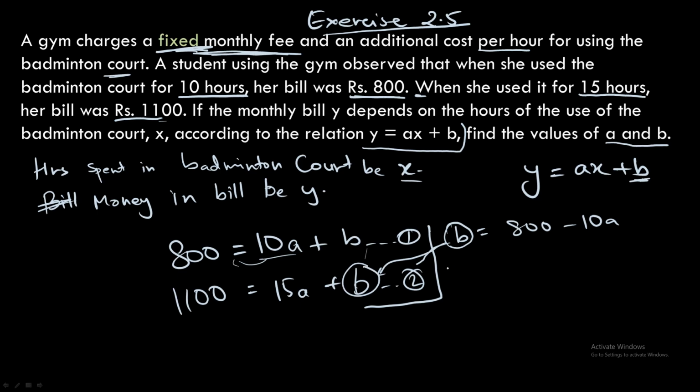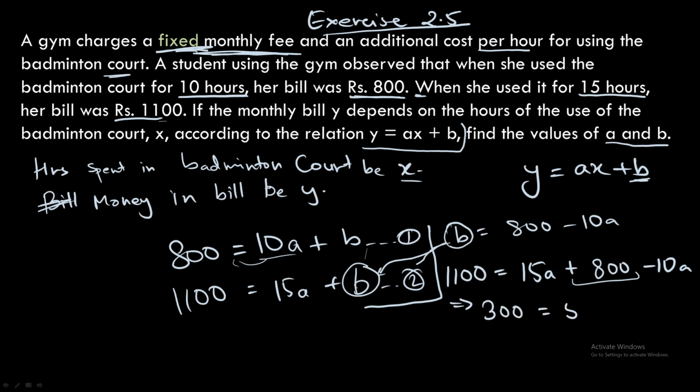So 1100 is equal to 15a plus 800 minus 10a. This means we can put the 800 to this side, so we'll get 300 is equal to 5a, which means a is equal to 60. We get the value of a to be 60.